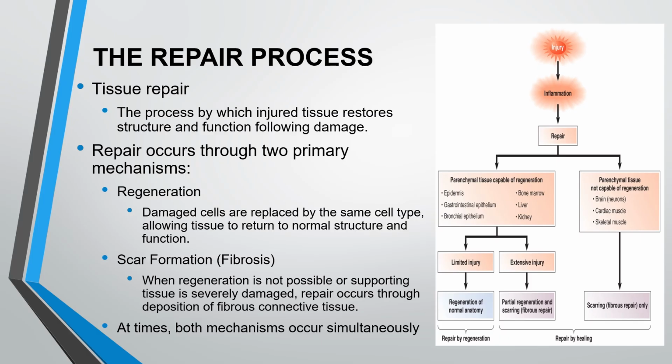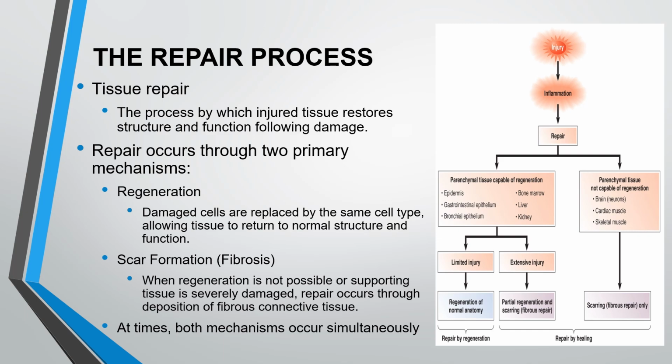Number one, regeneration. This is the ideal scenario. The damaged cells are replaced by the same type of cells, and everything looks and functions like it did before. No scar, no evidence anything ever happened. Tissues that are good at this include the epidermis, the GI epithelium, and bone marrow, or basically tissues that are used to high turnover. Number two is repair by fibrosis or scar formation.